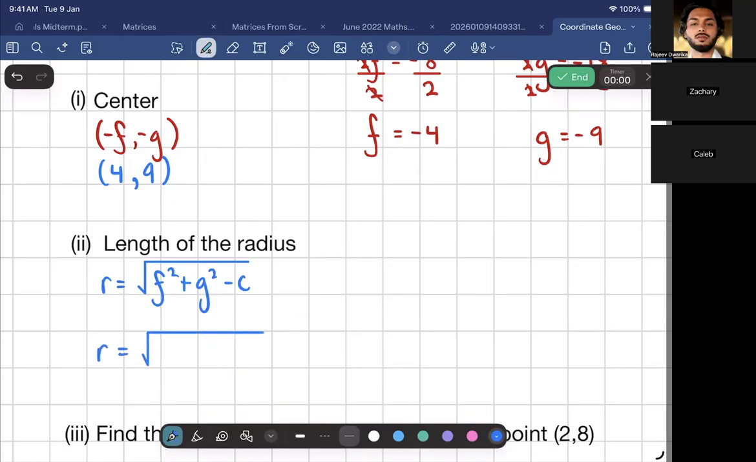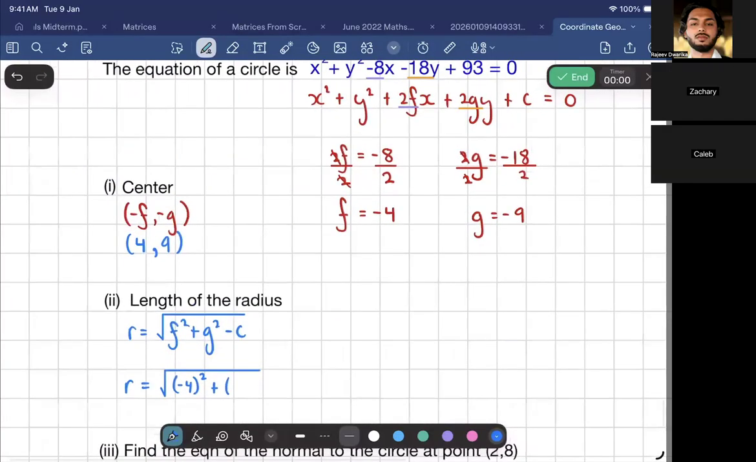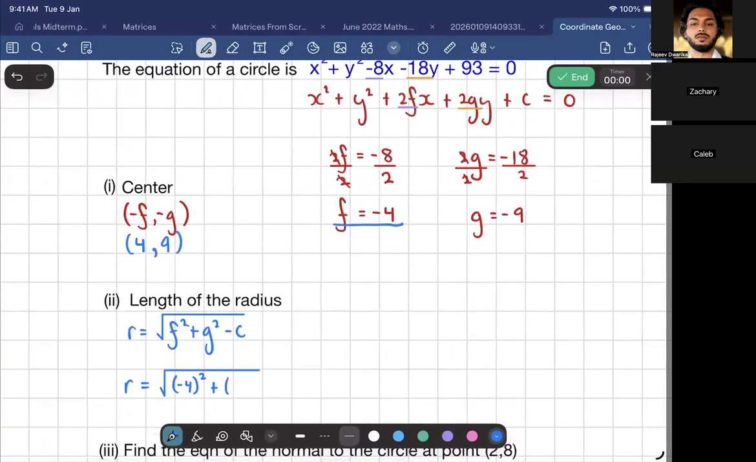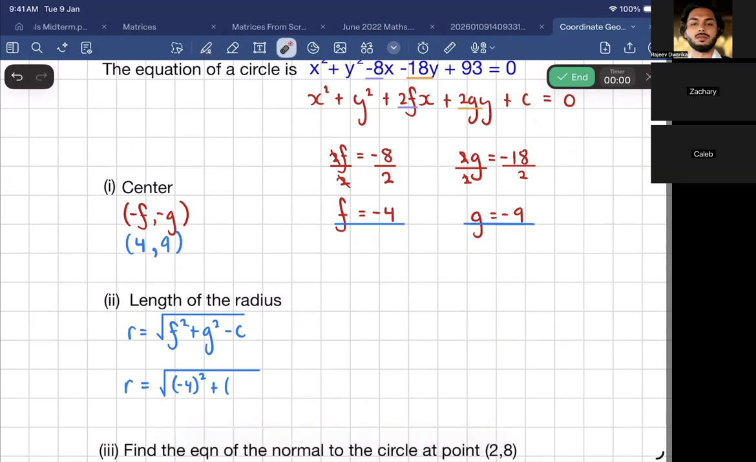So f, what is f? F is minus 4. What is g? Oh, okay. Technically, it wouldn't matter, because you're squaring it. And just to make sure you're not confused about what I'm saying, I'm asking a question: what is negative 4 squared?